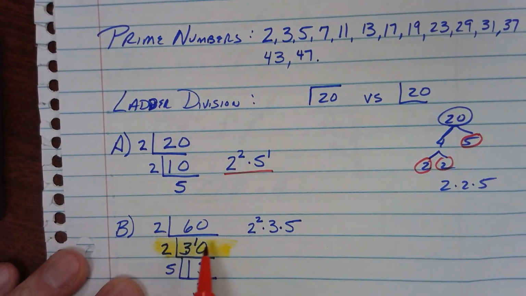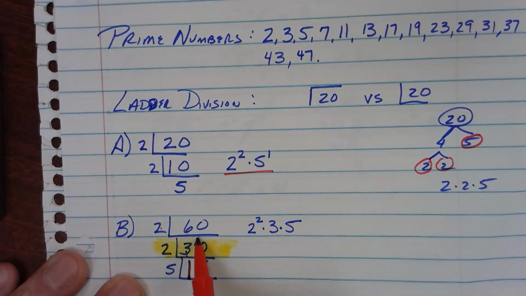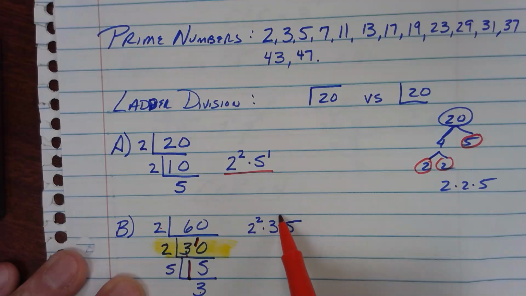60. This is an important second step here. 2 into 6 goes 3 times. 2 into 0 goes 0 times. 2 into 3 goes 1 time. And there is 1 left over. That 1 left over and the 0 that's already there make a 10. So 2 into 10 goes 5 times. 5 into 15 goes 3 times. So I have 2 factors of 2, 1 factor of 3, and 1 factor of 5.